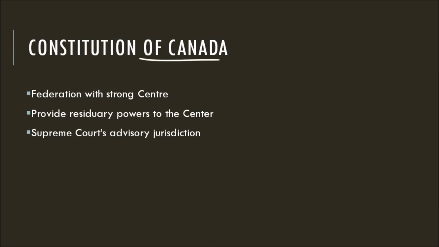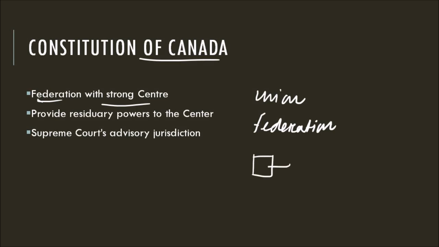Next we have the Constitution of Canada. We have taken the federation with strong center feature. Like in India, we have a union of states, not a federation of states. In case of a federation of states, a state has an option to secede from a country. That means if it no longer wishes to be a part of a country, it can be separated from the country. But in case of a union, the state doesn't have an option to secede from a country. And this is the case of India. In India, no state can say that we want to be separated from the country.